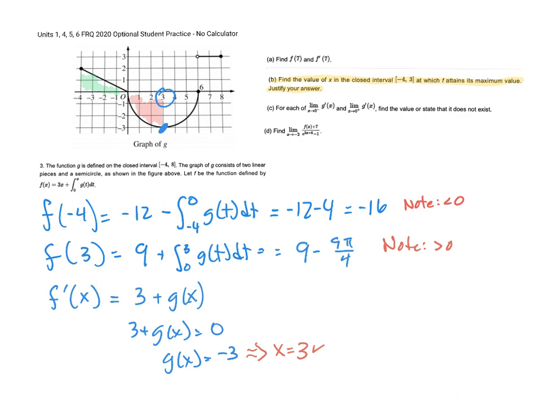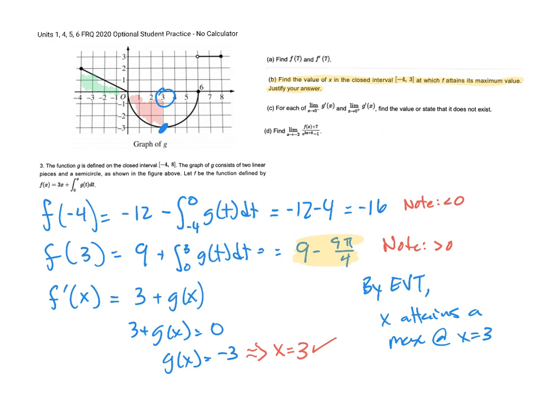So by the extreme value theorem, f attains its maximum at x equals 3. Not because it's a critical point, but because it has the highest y value. Right? We said this was a positive number, and that's higher than negative 16.